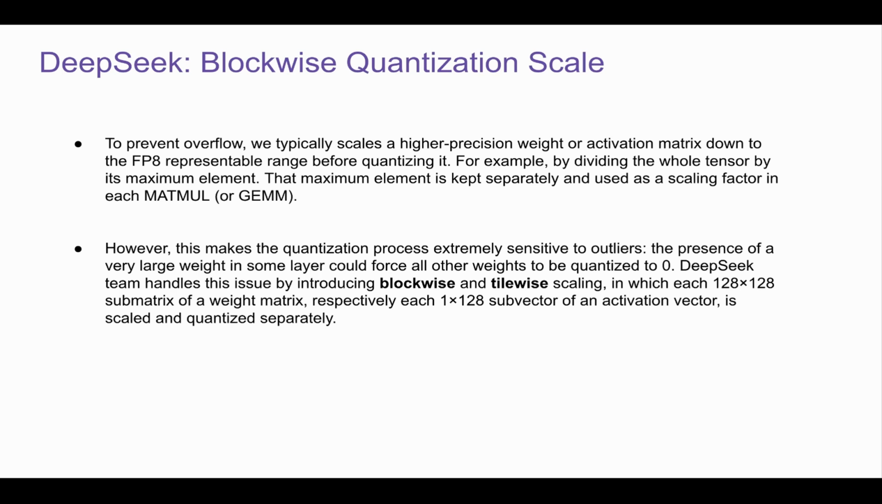However, this makes the quantization process very sensitive to outliers. So the presence of a very large weight in some layer could force all other weights to be quantized to 0. Right? If in one layer your value is very large, let's say 1 million, but in all other layers your values are all single digits, then your maximum value is 1 million, and you have to divide all the weights by 1 million. Then only one layer will have value. All the other layers will be basically 0, right? So this is very bad.